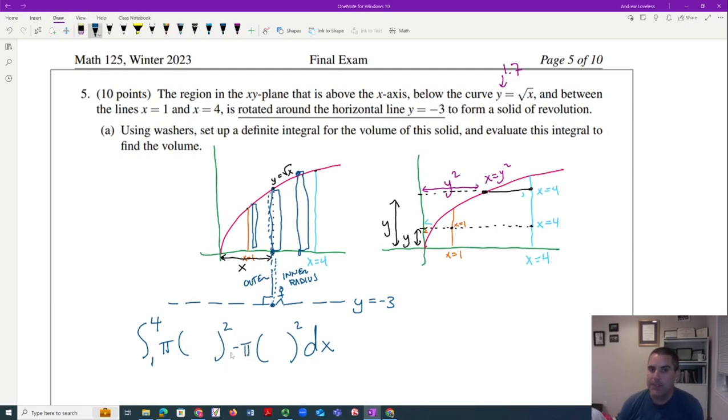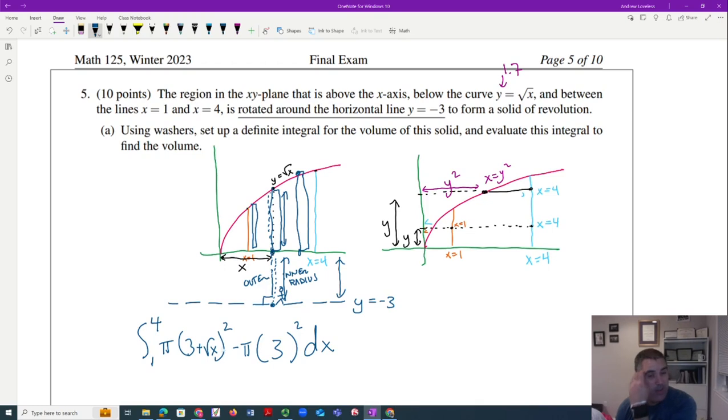Then we have two things to label. The inner radius, which is how far it is from here to here, which is just 3. And the outer radius, which is how far it is from here up to the function. And we already know from here to here is square root of x, and here to here is 3. So it's 3 plus the square root of x.